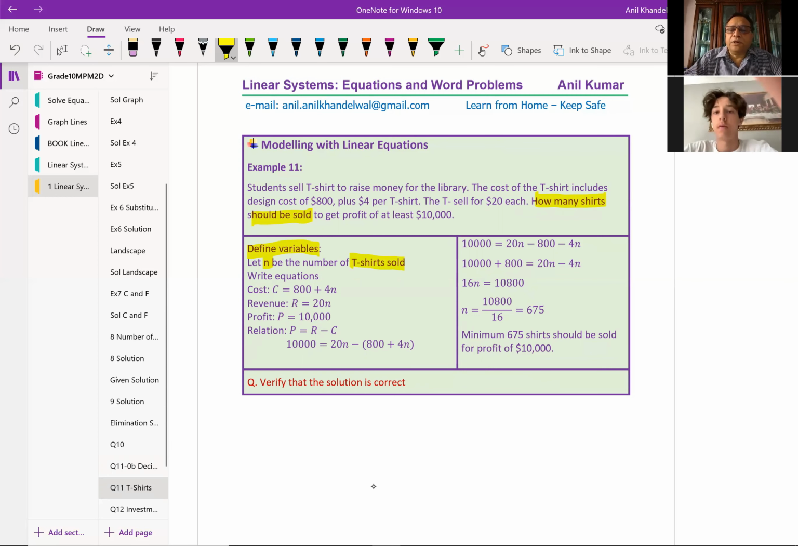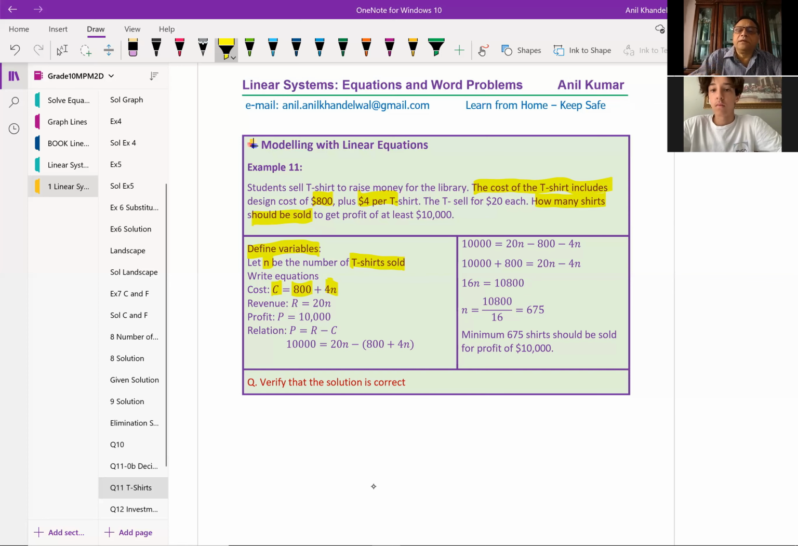Now we have to write the equations. Every statement gets converted into an equation, as you know, right? So the first equation is the cost of the t-shirts. We are saying cost is C for us: a fixed cost of $800 plus $4 per t-shirt, that is, multiplied by 4n. That is one equation.